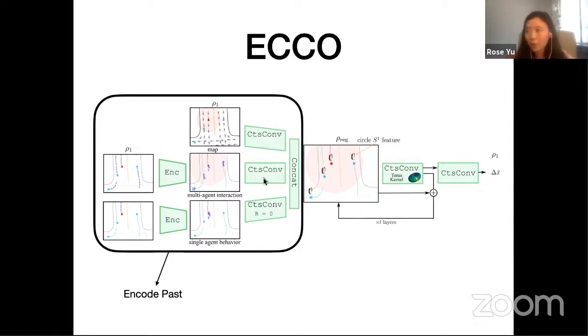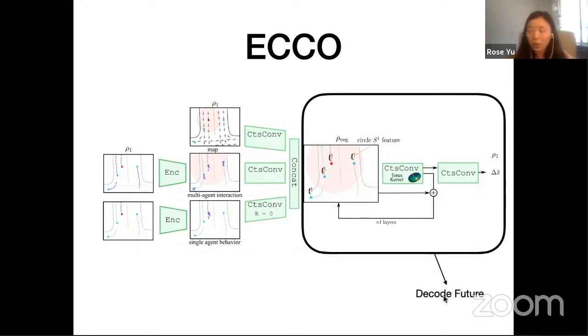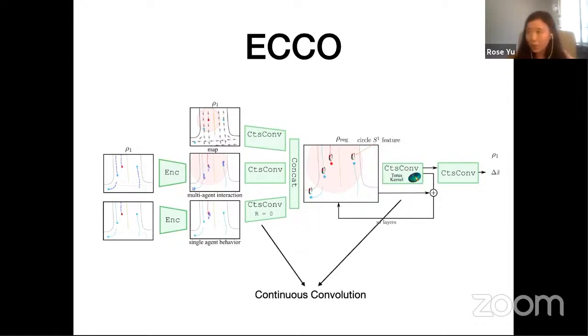So for each of the components, we use continuous convolution to encode the past, and we decode the future to generate the predictions. Instead of predicting the absolute position of the cars, we're only predicting the increment delta x, and we add the increment to the original position to compute the position of the next timestamp. So for the decoding part, we also use our continuous convolution with torus kernel to predict the future positions.